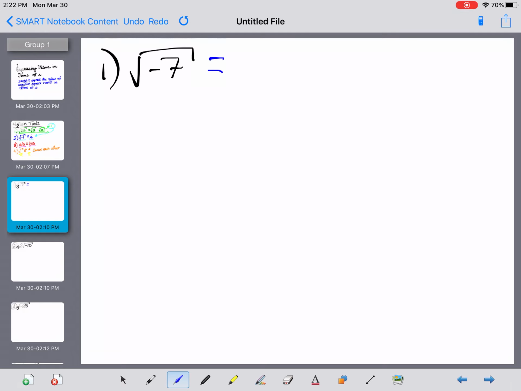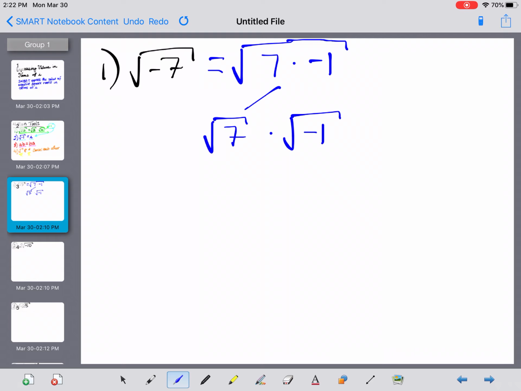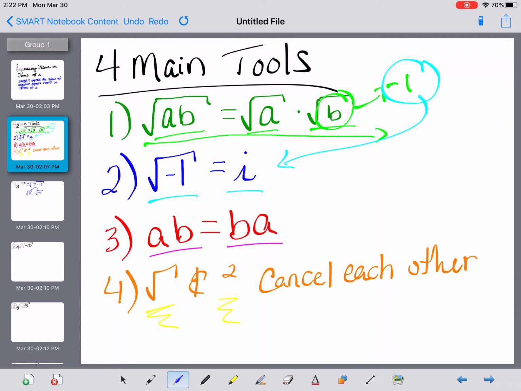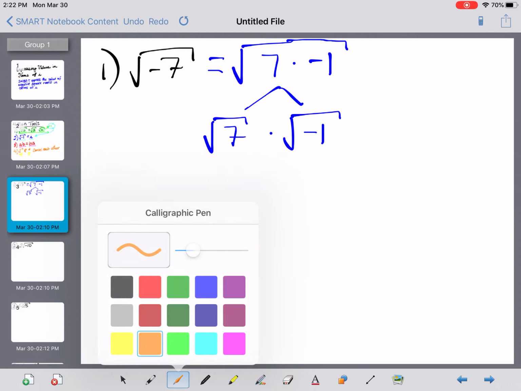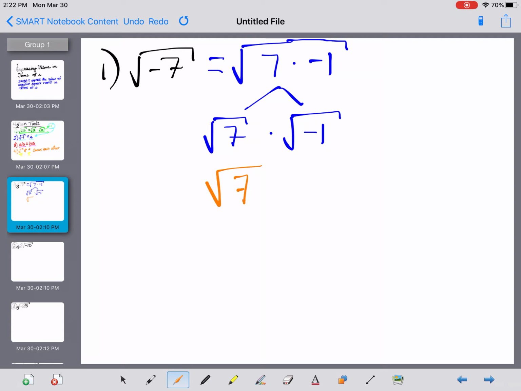So I'm going to rewrite this as the square root of negative 7. Actually, I'm going to make it the square root of just 7 times negative 1. And then I can split up my square root. It becomes the square root of 7 times the square root of negative 1. And as we reviewed in our tools, the square root of negative 1 is just i. So now I can rewrite this for my final answer as the square root of 7 i.